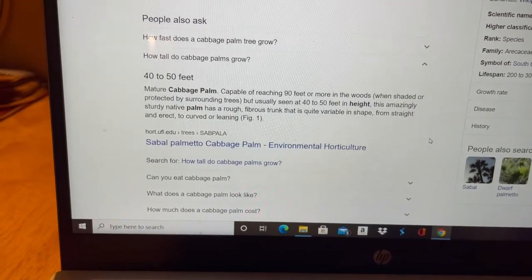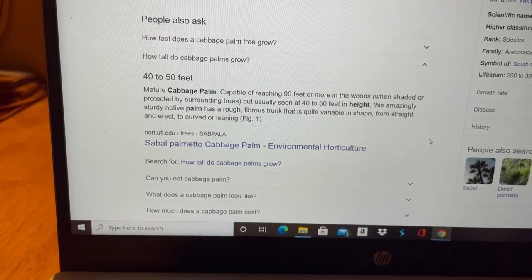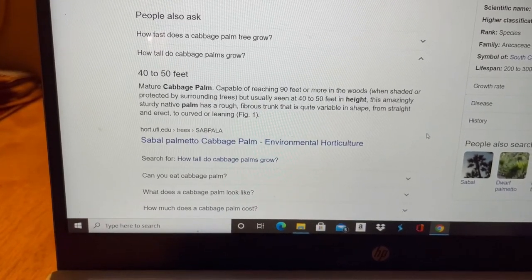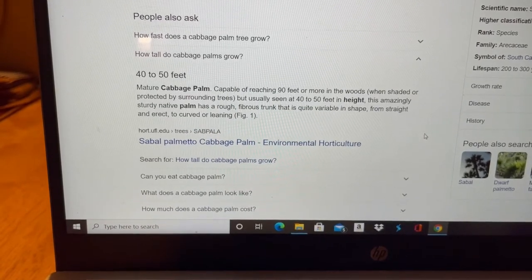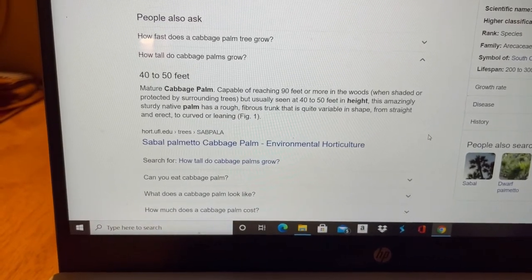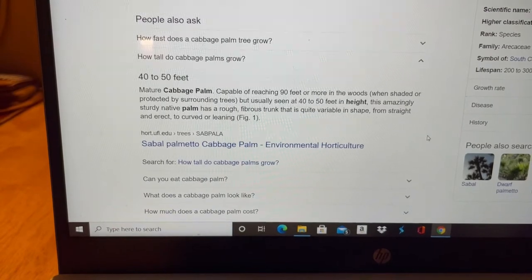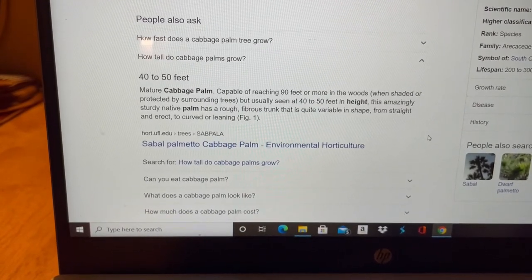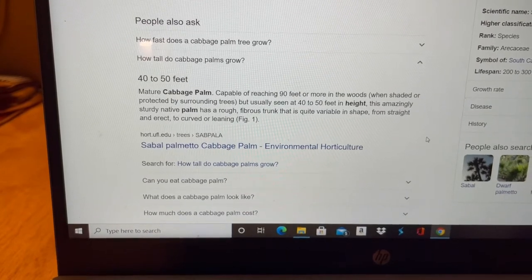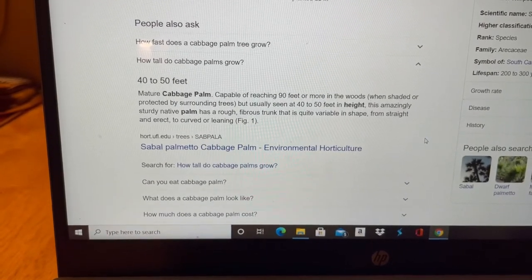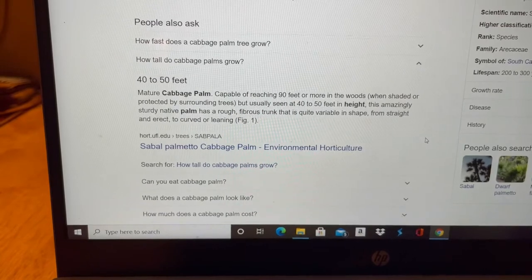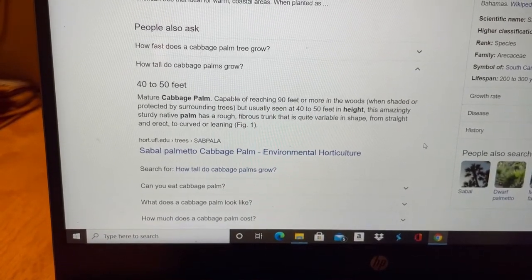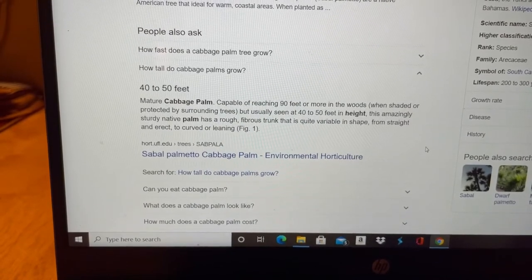So what we were seeing out there was the cabbage palms getting really tall and then losing all of the, I guess you would say, palmettos from around it as it's growing. And then it's really tall, like you would normally see in a picture of a palm tree, with a slick trunk going all the way up and then having the palm fronds at the top.